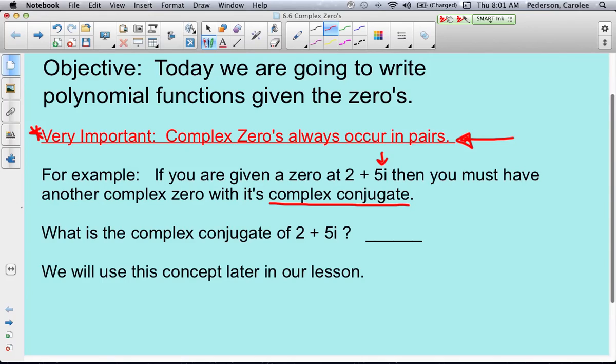So what is the complex conjugate of 2 plus 5i? See if you can answer that question yourself. Well, the complex conjugate of 2 plus 5i is 2 minus 5i. We will use this concept later in our lesson when we write polynomial functions. Go ahead and finish writing up that example.